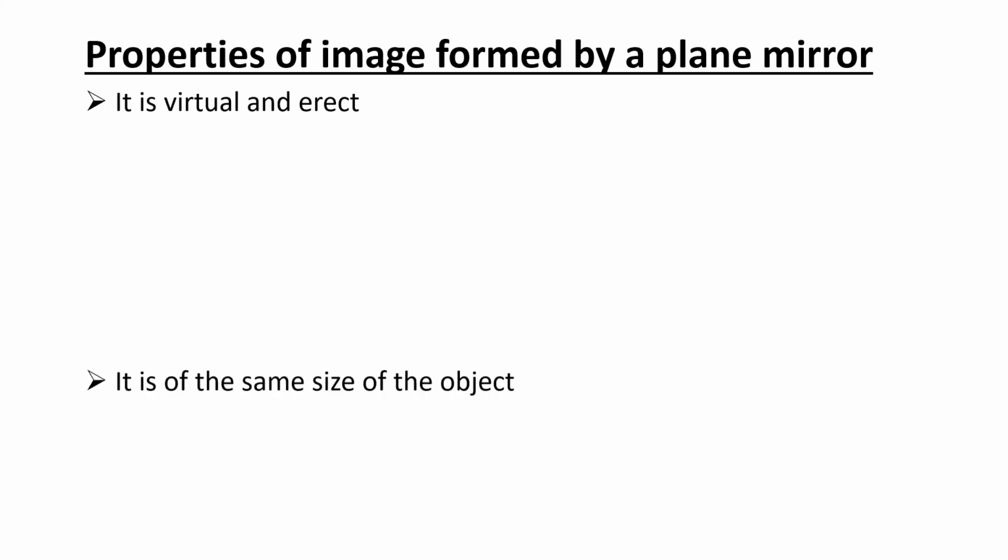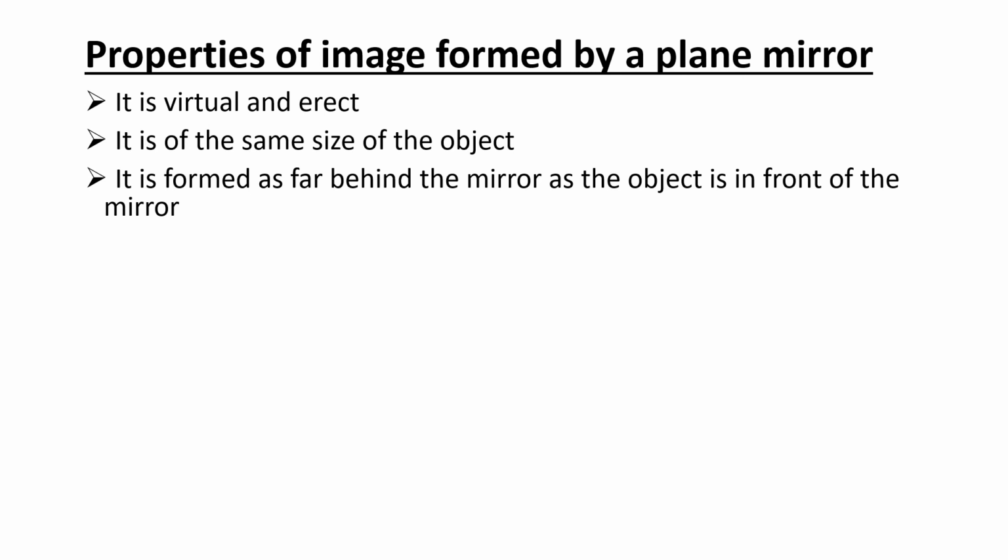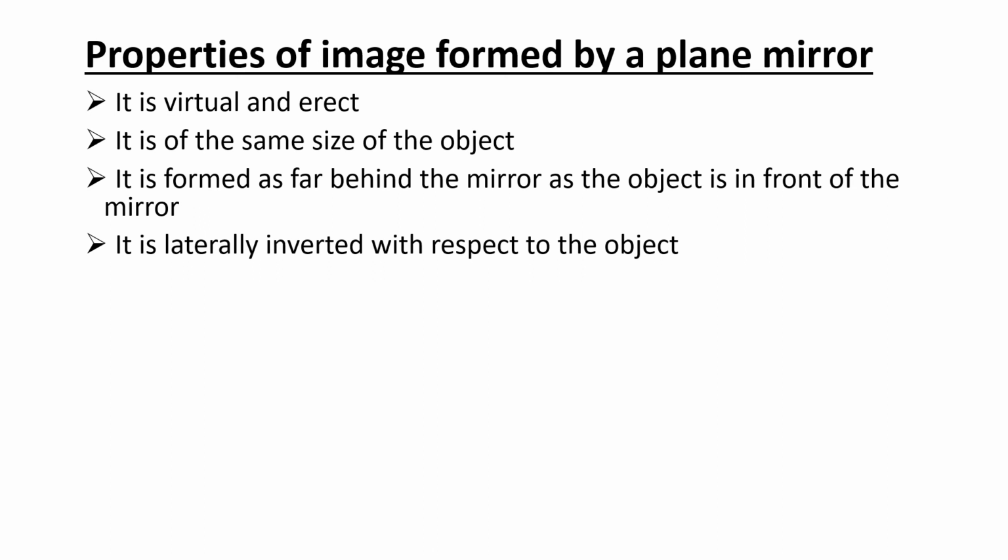What are the properties of this image? It is virtual and erect. It is of the same size of the object. It is formed as far behind the mirror as the object is in front of the mirror. It is laterally inverted with respect to the object. We learned the first three properties in the previous slide. It is virtual and erect. It is of the same size, and the object distance is equal to the image distance. The image is also laterally inverted with respect to the object.